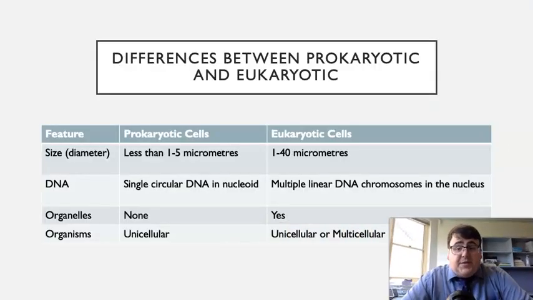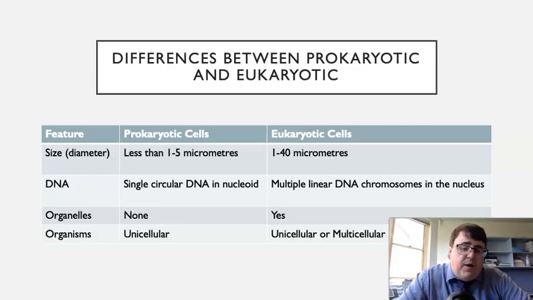Lastly, let's follow up with some differences between prokaryotic and eukaryotic cells. First off, we're going to look at the size. So prokaryotic cells are less than 1 to 5 micrometers, whereas eukaryotic cells are 1 to 4 micrometers long. So you can see here that eukaryotic cells are quite a bit bigger than prokaryotic cells in terms of their diameter.